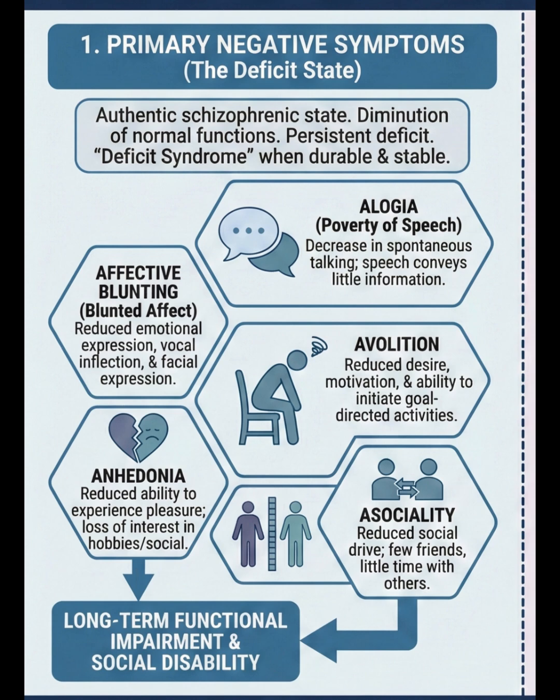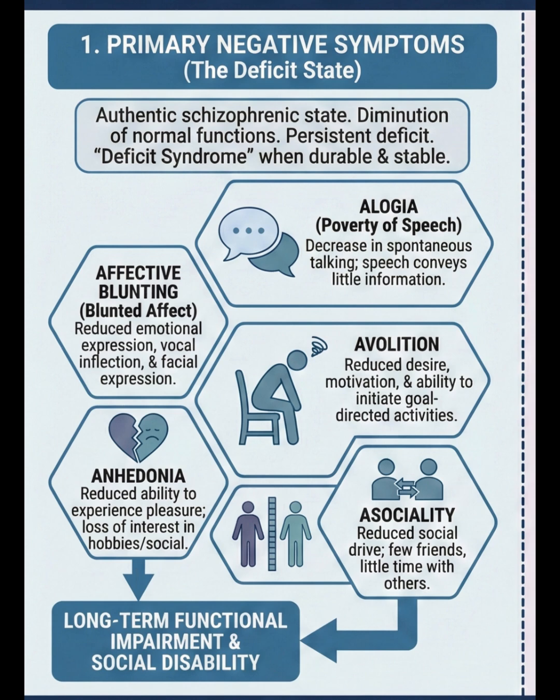First, let us look at primary negative symptoms. These represent the authentic schizophrenic state. Think of them as a diminution or absence of normal mental functions. We generally categorize these into 5 main domains. First is alogia or poverty of speech, where there is a decrease in spontaneous talking.